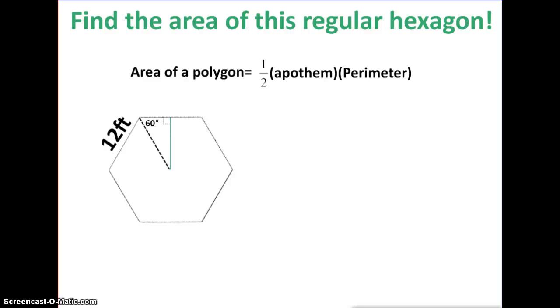So as a practice, what I'd like for you to do is pause and find the area of the polygon, the regular hexagon shown here. Okay? So go ahead and take a minute and pause and try it now.